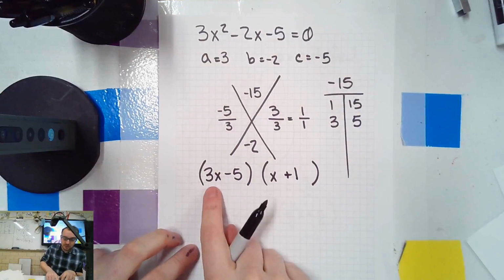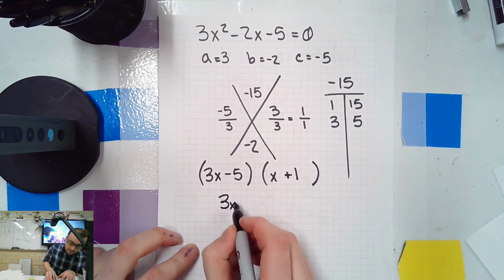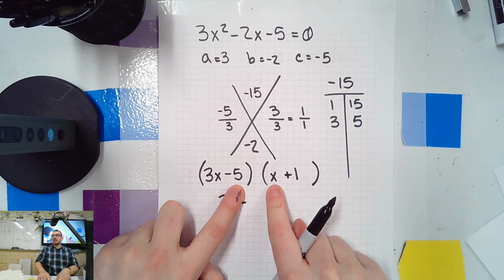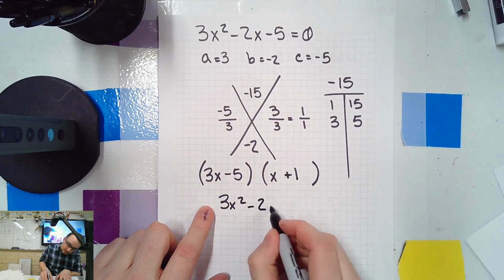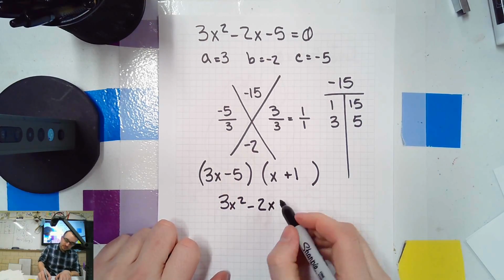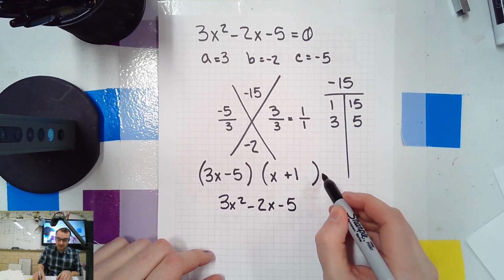Let's check it. Does this get back to this? 3x times x. 3x times 1. Negative 5 times x. So we have 3x minus 5x. So far so good. Minus 5 times 1. Checks out. That's what we started with, right? So this is the right answer.